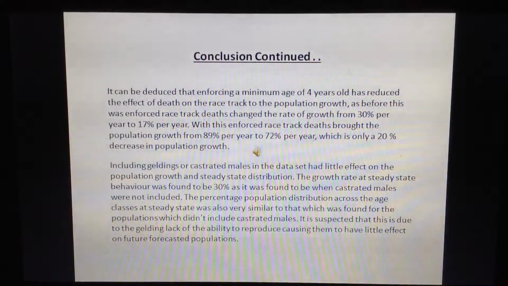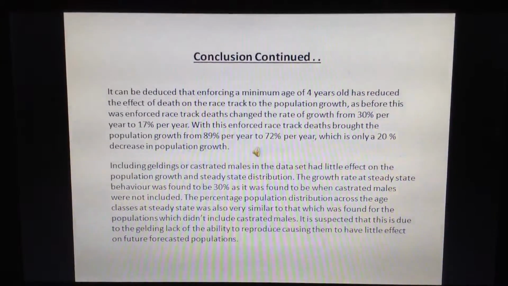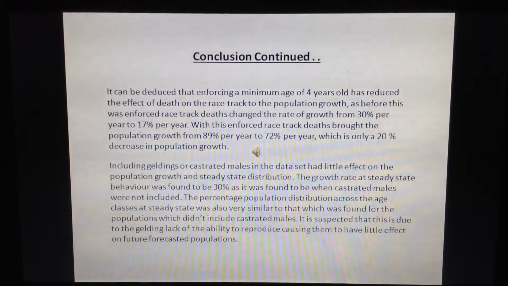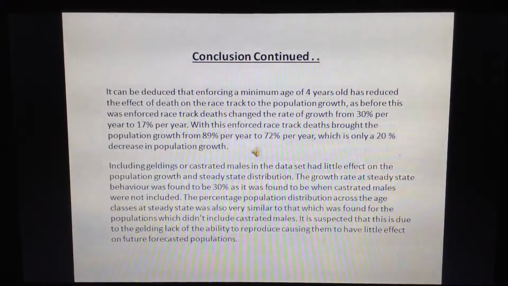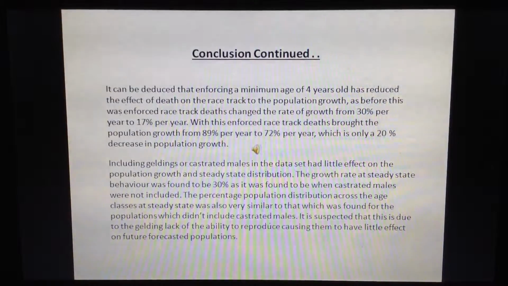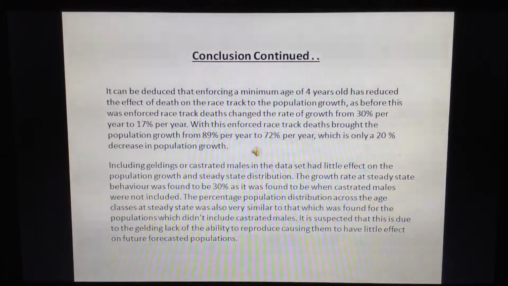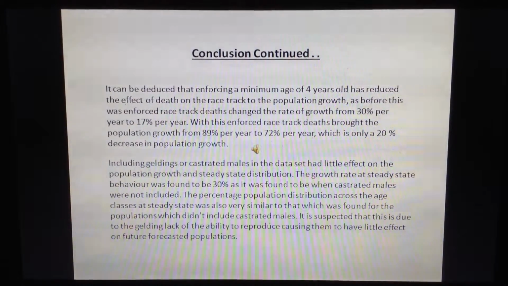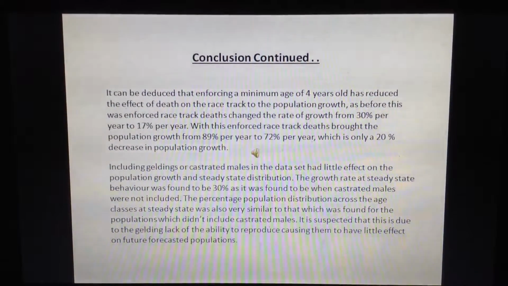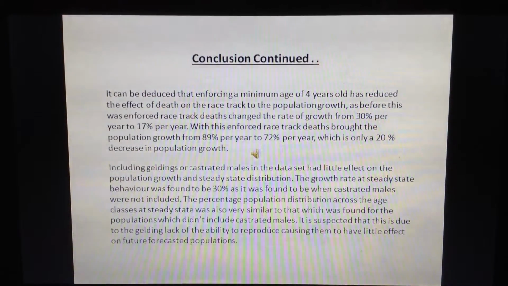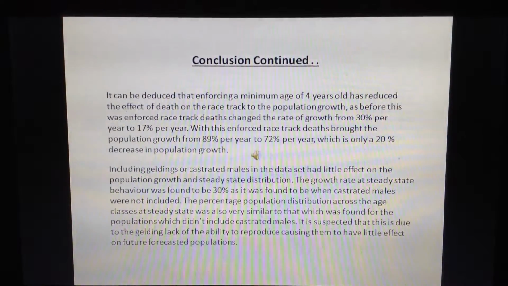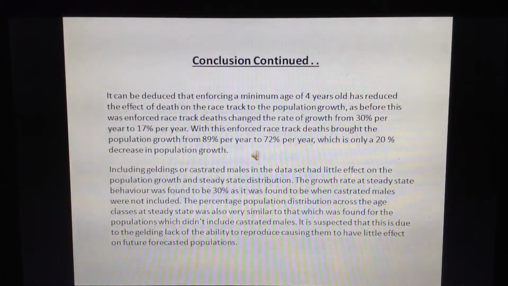Including geldings or castrated males in the dataset had little effect on the population growth and the steady state distribution. The growth rate at steady state behaviour was found to be 30%, as it was said to be when castrated males were not included. The percentage population distribution across the age classes at steady state was also very similar to that which was found for the populations which didn't include castrated males. It is suspected that this is due to the geldings' lack of ability to reproduce, causing them to have little effect on future forecasted populations.